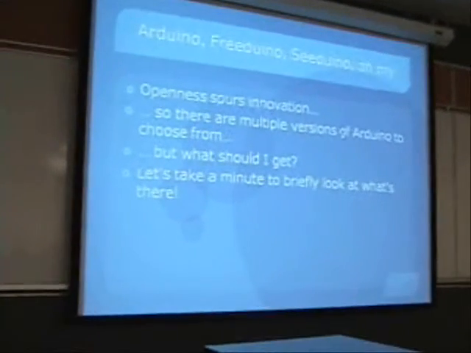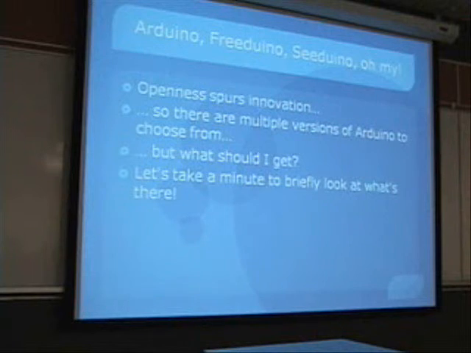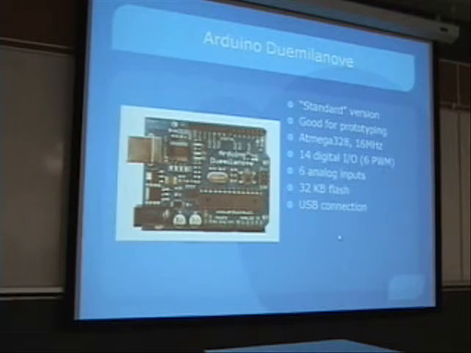Okay, Arduino, Freeduino, Cduino, and Wine. So openness versus innovation, that's the main credo I want to say of this project. And there are multiple versions of Arduino, but then this creates another problem. There's so many things to pick from, and so many tiny differences that it's hard to decide what to get. So this is going to be quick. I'll try to give a quick overview of what's there.